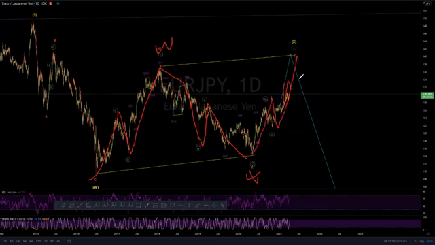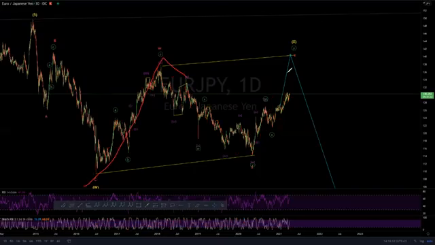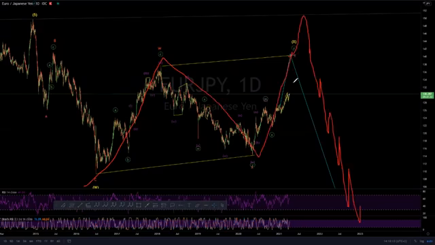So now we want to see what is happening here. But all in all, the structure that we are looking at is a 3-wave structure. This is a flat corrective structure. It might even trade higher here, come around here, and then we get a move to the downside. But we're not worried about that. For now, we are still looking for this move to the upside. If it goes all the way up, we should be holding trades from around these levels here.